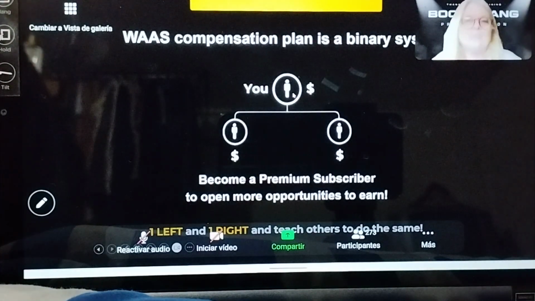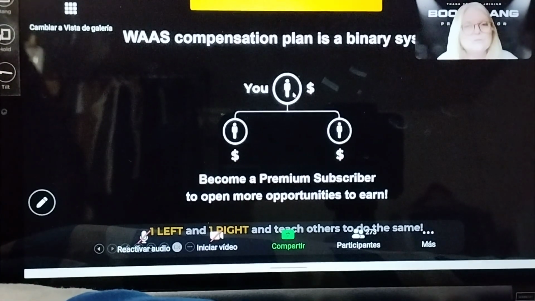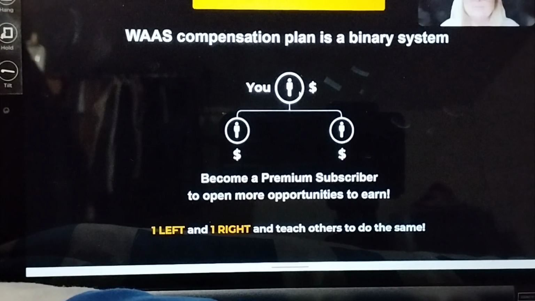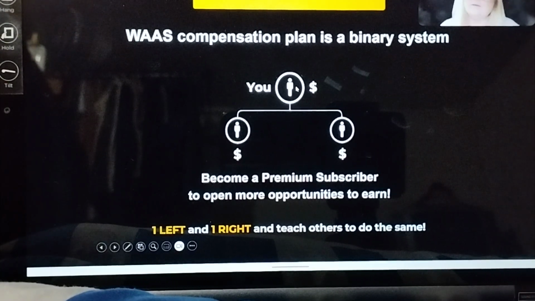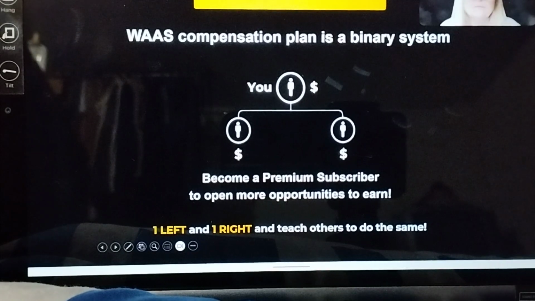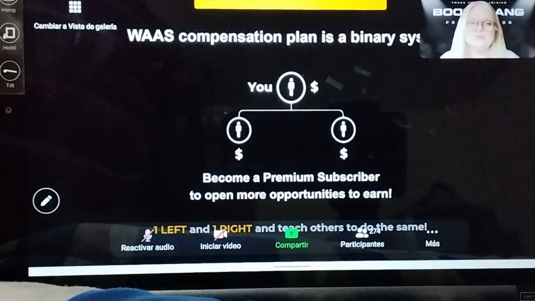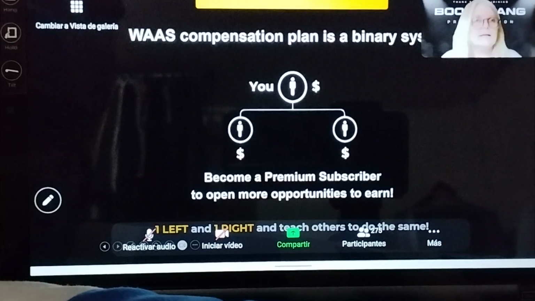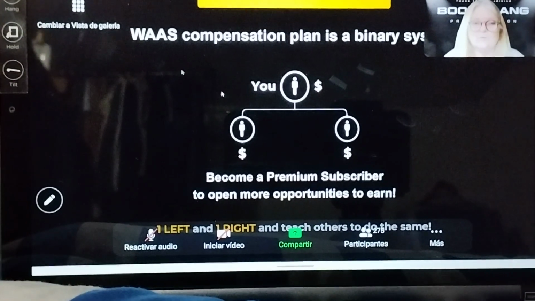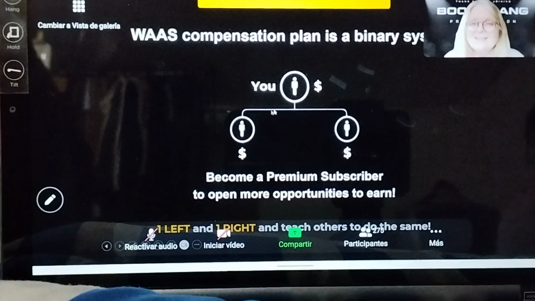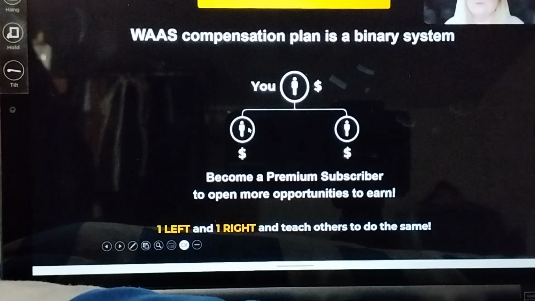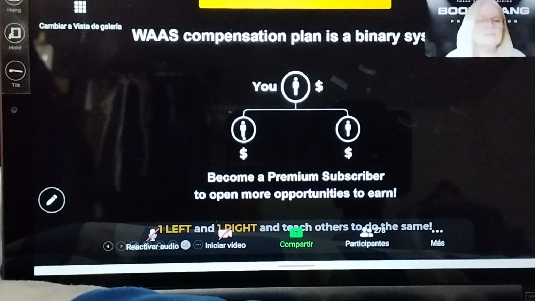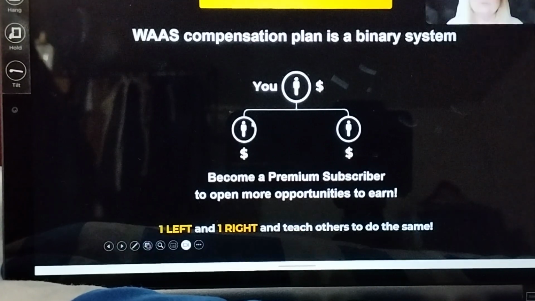Well, WAAS is a binary system. And the first thing you have to do is you have to get qualified. You do that by, first of all, placing the positions, make sure that you register, you have a position, and then you buy a license in one of the products. And then you invite one person on your left and one person on your right, and you make sure that they also are placing themselves and are having a subscription.